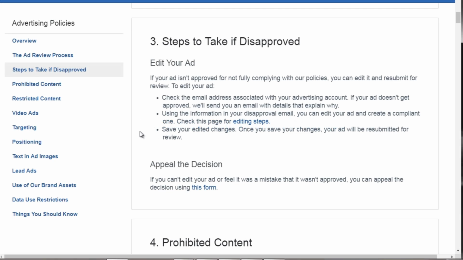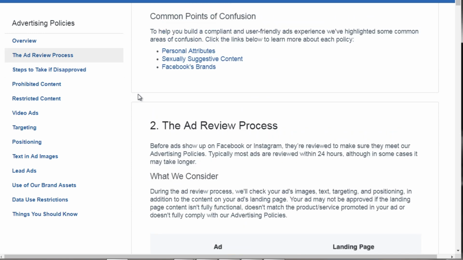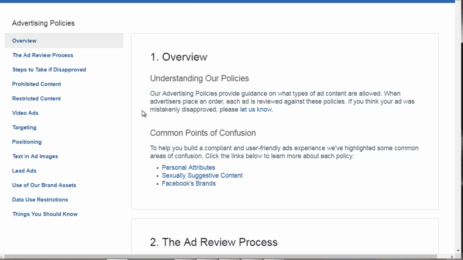Okay, so what you want to do is head on over to facebook.com/policies/ads. That's facebook.com/policies/ads. When you get to this, you're going to see a lot of advertising policies, and you want to go through these. I know this is boring, but this is very important because if you don't follow Facebook rules, they will simply ban you, and that will be tough.